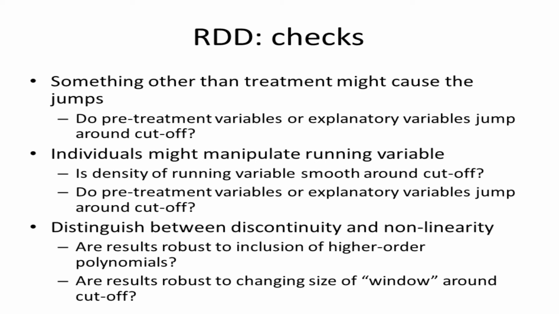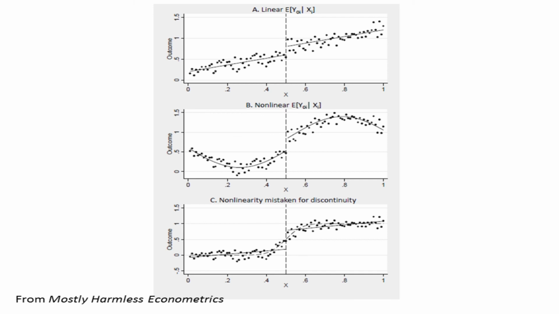The final thing you need to worry about, and this is probably the most important, is distinguishing between a discontinuity and a nonlinearity. When you're doing a regression discontinuity study, you're trying to spot the discontinuity in the outcome variable using statistical methods. But it can be hard to distinguish between a discontinuity and a nonlinearity. Let me show you the graph first of all. This is from Mostly Harmless Econometrics, fake data.